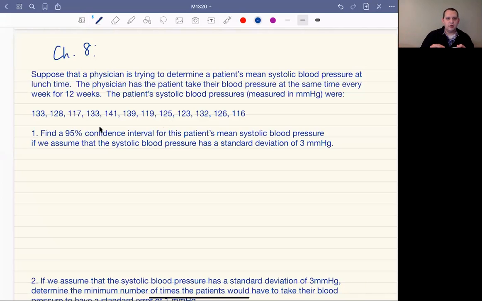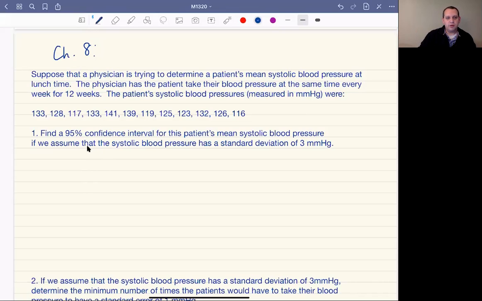So what's going to happen here is we have a physician who's trying to determine a patient's mean systolic blood pressure. The systolic is the higher number, like the 120 of the 120 over 80. It's measured in millimeters of mercury. The physician has the patient take their blood pressure at the same time every week for 12 weeks, say Monday at noon, just something systematic. And then they record the systolic blood pressures.